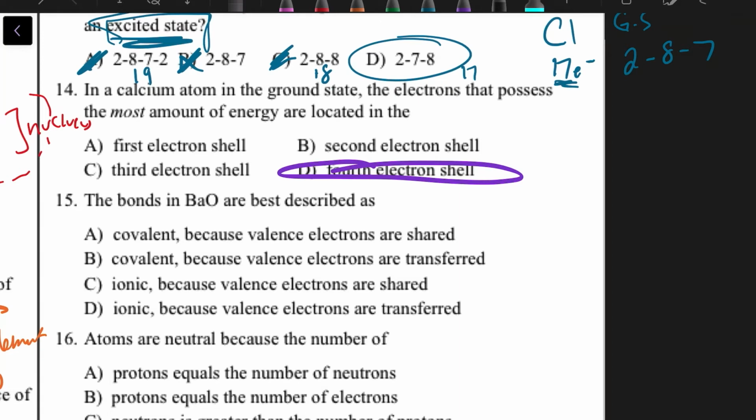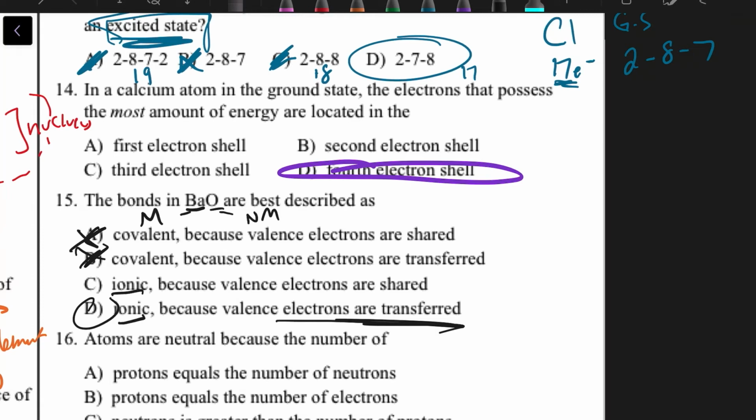Number 15, the bonds in BaO are best described as. When you're asked about what kind of bond it is, you have to look at what makes up that compound. Ba is a metal, O is a nonmetal, and a metal and a nonmetal is an ionic bond. Covalents are nonmetals only, so it can't be that. In an ionic bond, electrons are transferred. The electron from the metal is removed and is given to the nonmetal.